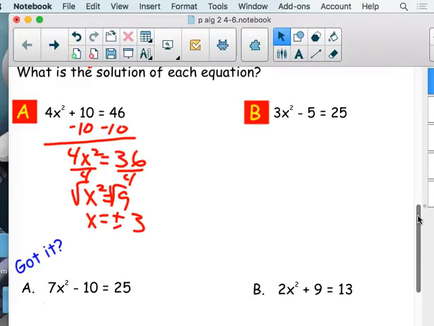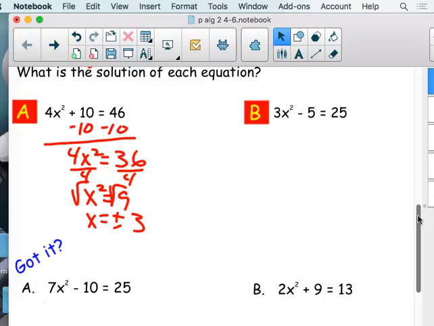Super easy to check. All we have to do is come up here and say, 3 squared is 9, 4 times 9 is 36, 36 plus 10 is 46, and it doesn't matter if I put negative 3 in here. When you square it, it's still going to be positive. So both of them work. Faster than factoring. Let's go to B.